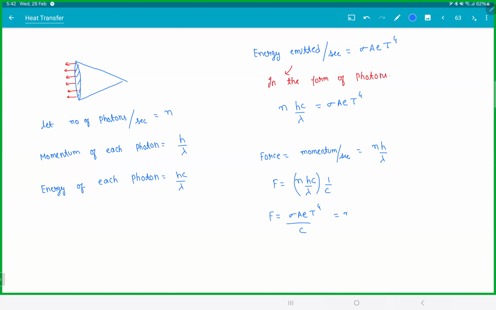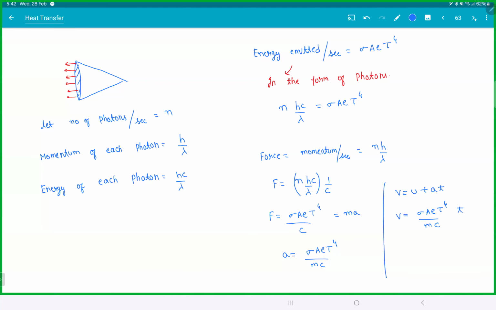What is force equal to? Mass into acceleration. What is acceleration? Sigma a e t power 4 by mc, which is constant. What is velocity? u plus at. u is 0. So sigma a e t power 4 by m into c, the speed of light, into time.